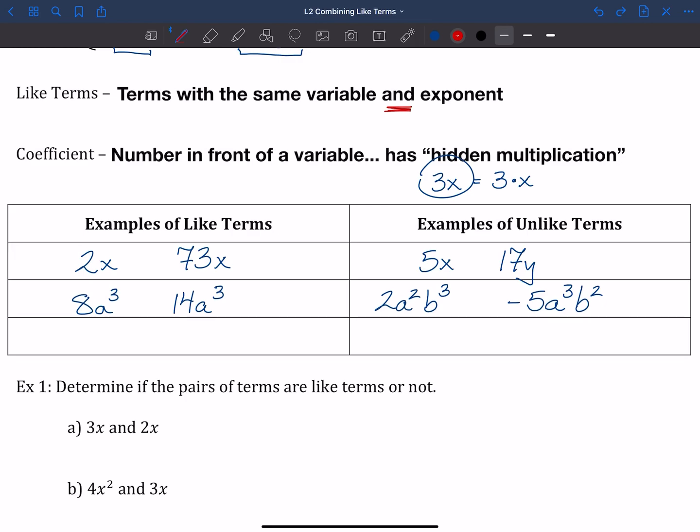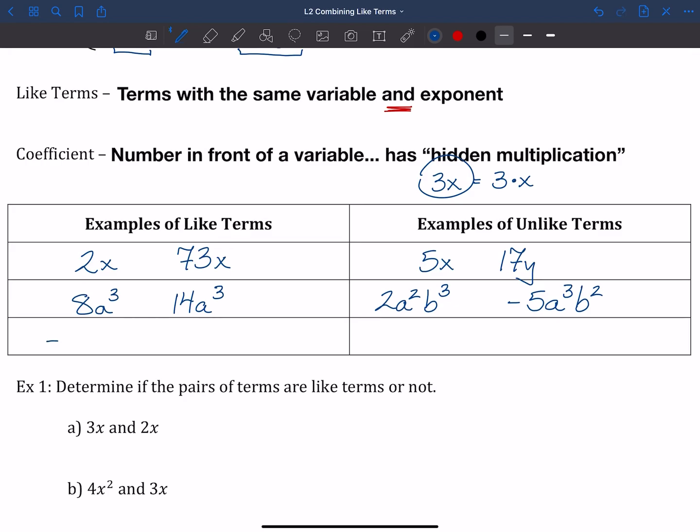All right? Let's say that we had something like, actually, how about this? Pause this here for a second. See if you can come up with some other like terms that might look a little different than the ones we've done before, and some unlike terms, and see if you can figure out which is which. All right, I'm going to throw another example up on mine.